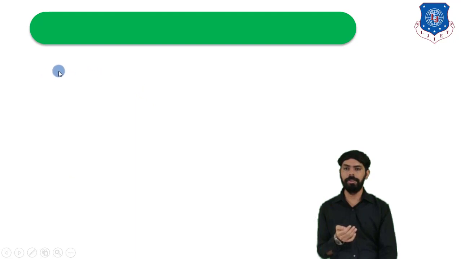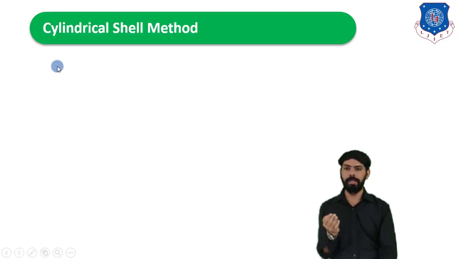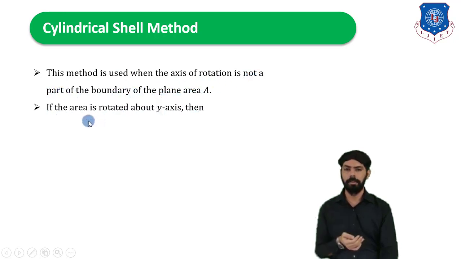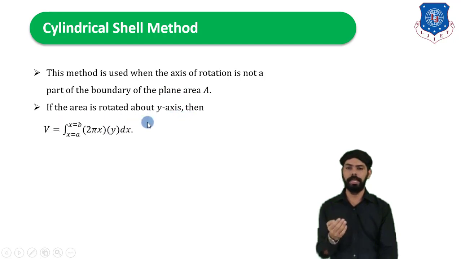Now we will discuss fourth method, that is cylindrical shell method. So this method is used when the axis of rotation is not a part of the boundary of the plane area A. And if the area is rotated about y-axis, then volume V is equal to integration from x equal to A to x equal to B 2 pi x into y dx.